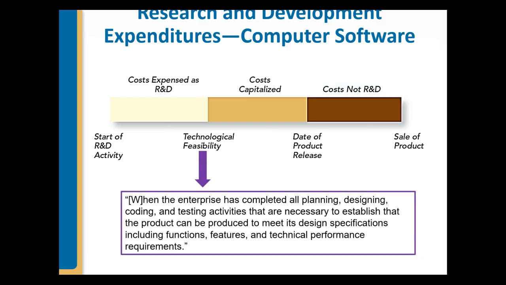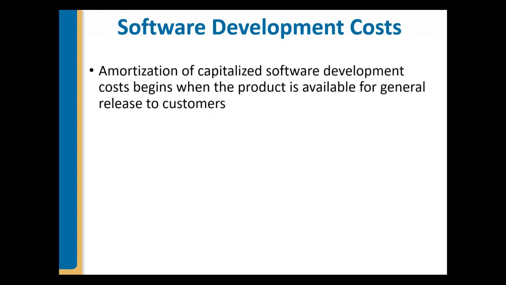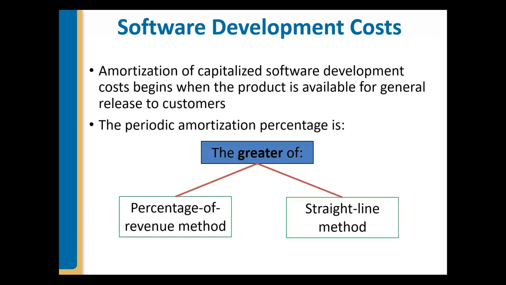This slide shows the R&D timeline introduced earlier in the chapter, modified to include the point at which technological feasibility is established. Only the costs incurred between technological feasibility and the software release date are capitalized. The amortization of capitalized computer software development costs begins when the product is available for general release to customers. The periodic amortization percentage is the greater of the ratio of current revenues to current and anticipated revenues, the percentage of revenue method, or the straight line percentage over the useful life of the asset.